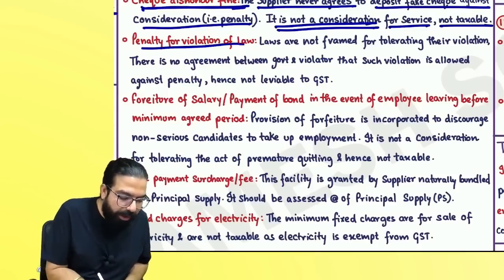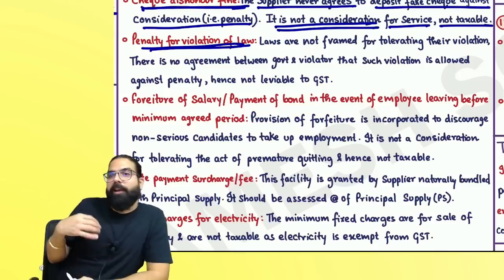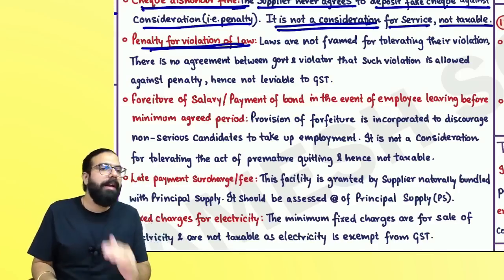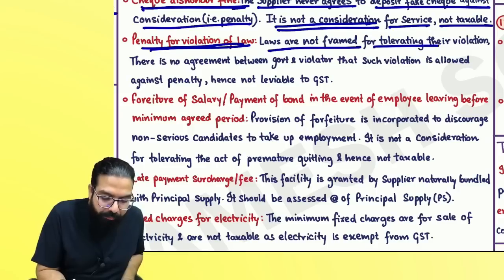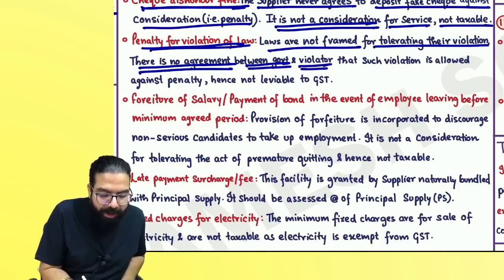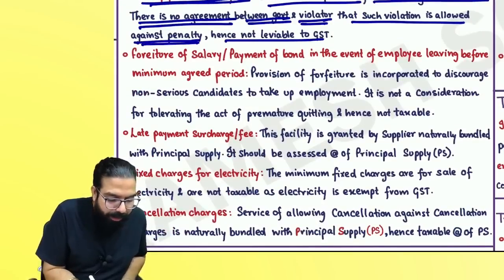The next one over here is penalty for violation of law. Laws are not framed so that the government is telling you, you don't wear a helmet, I'll take this much amount. Did the government say that? Illegal agreements can't be done. Laws are not framed for tolerating their violation. There is no agreement between the government and the violator that such violation is allowed against a penalty, and hence it is not taxable.